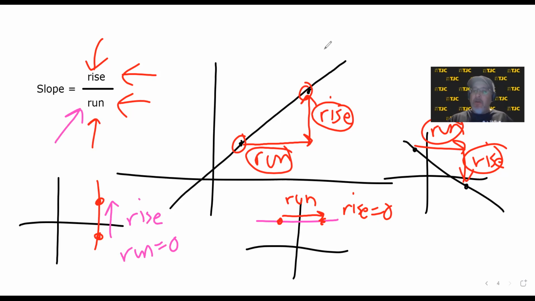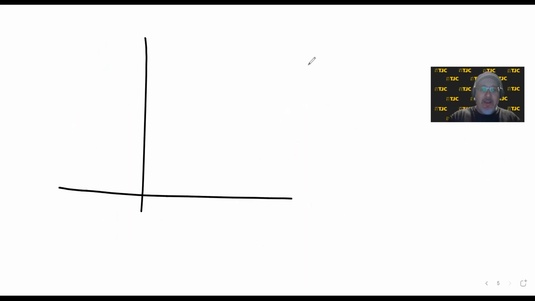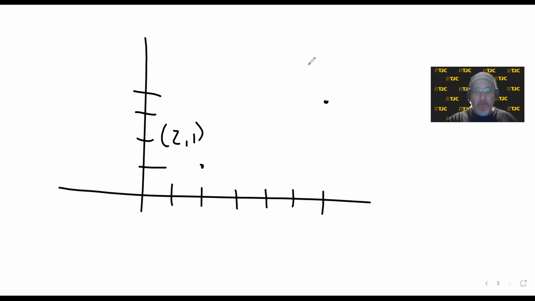So everything we wanted to be true about slope is still true if we measure it as rise over run. All right, well, that's cute and all, but how do we actually figure out this rise and run? And the answer in a word is to subtract. So let's take a look at a specific example, and this will turn it into a formula, if you will. Let's say we have the point (2, 1), and we connect it to the point (6, 4).